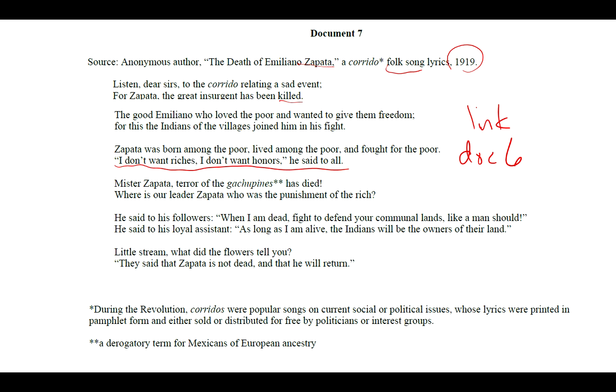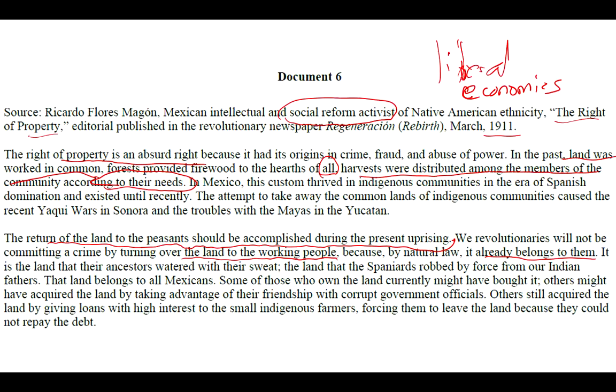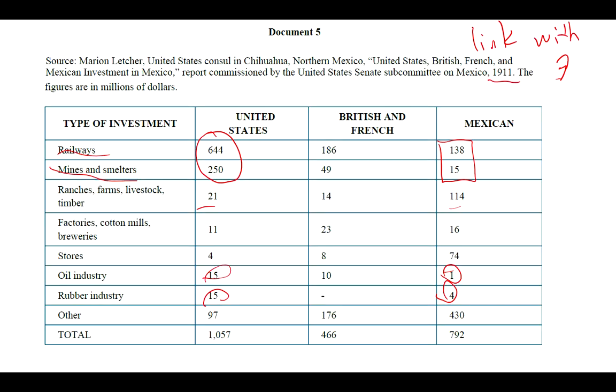Okay? So now, this could be the hard part. What you need to do is decide what is your argument. So you've got 6 and 7 that are about liberal economic policies, meaning like socialist economic policies. You've got 3 and 5 that talk about excessive American or foreign investment. 3 and 5.